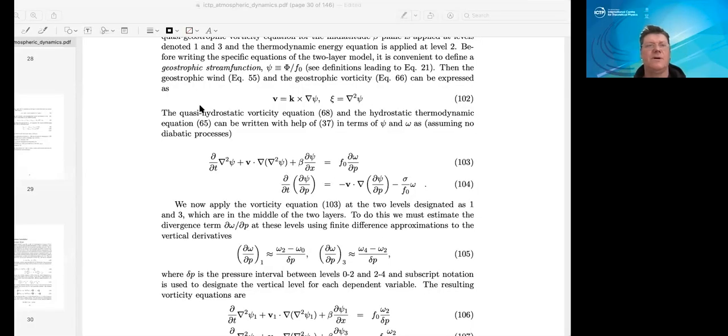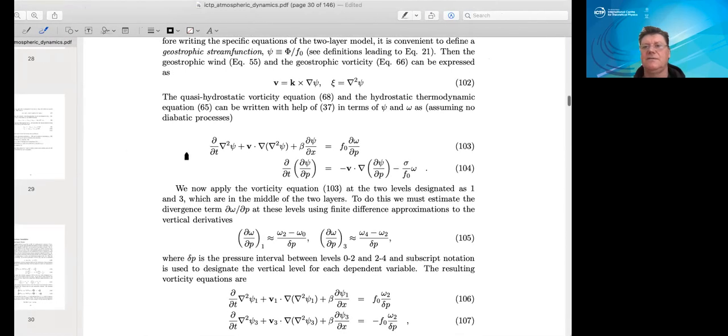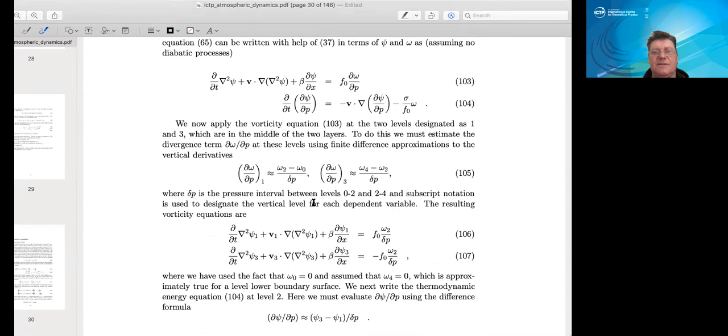So we go back to our, now you see this lecture again, right? Okay. So this is what we do. Now we want to discretize these terms. Now, first look at the stream function equation. Remember, we apply at level 1 and level 3. So we have to evaluate the right-hand side here at those two levels.